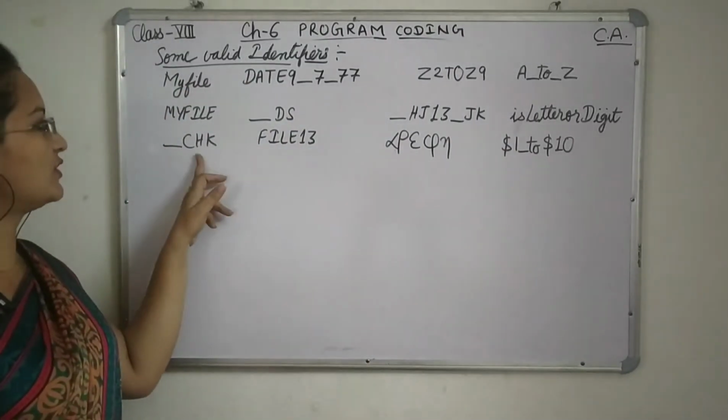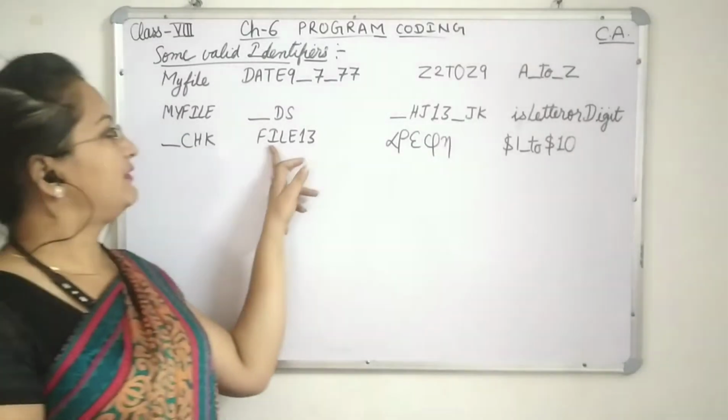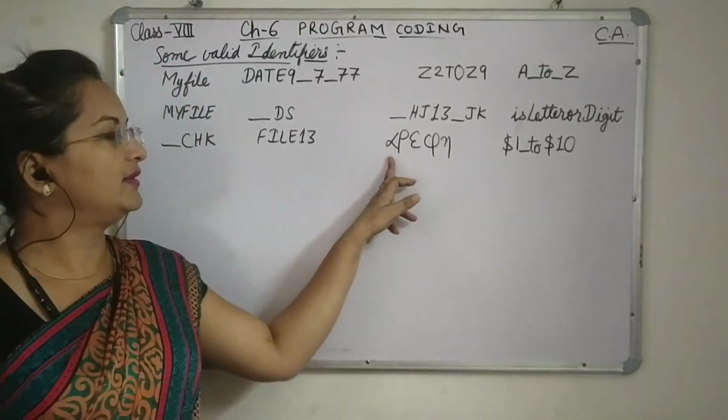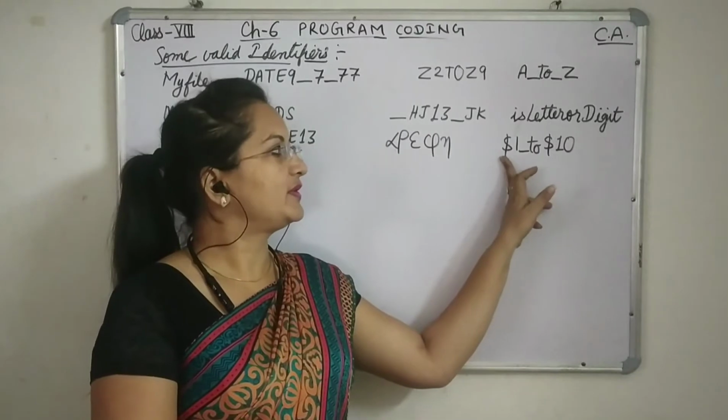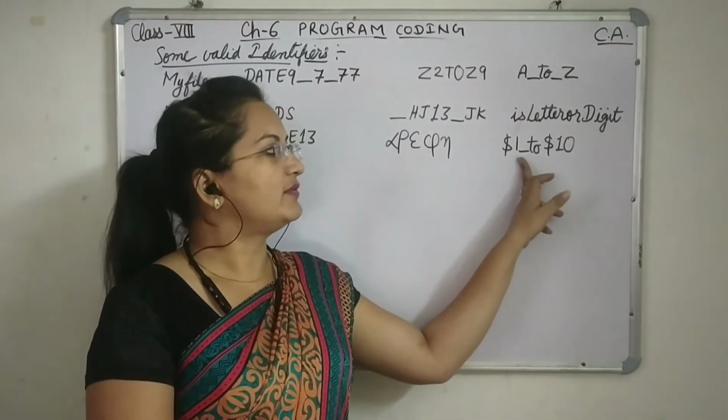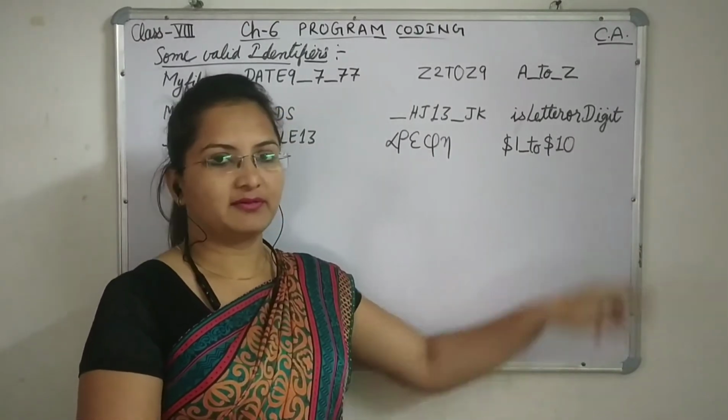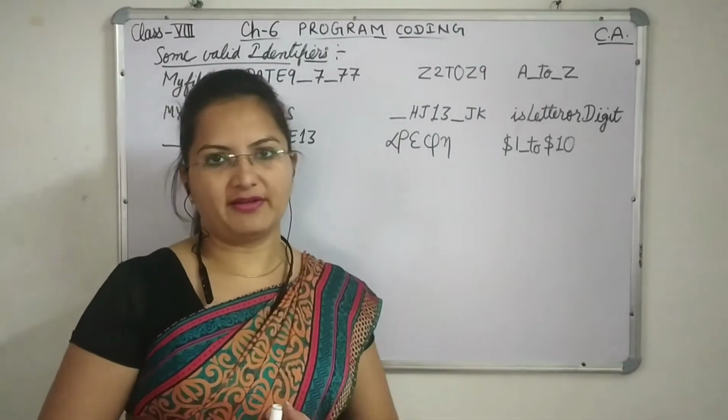Then underscore chk, file 13. These are mathematical symbols. We can use mathematical symbols also. Then $1 underscore 2 $10. So these are some valid identifiers.